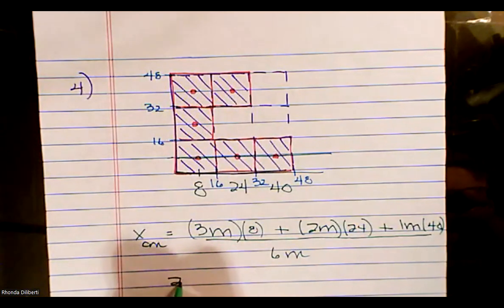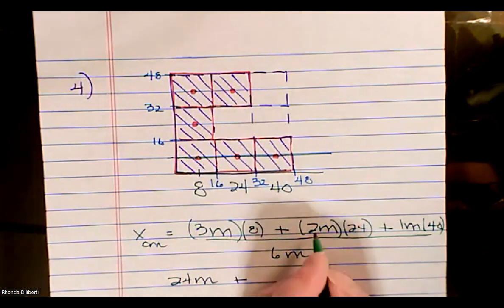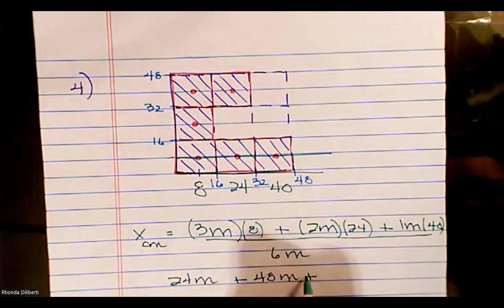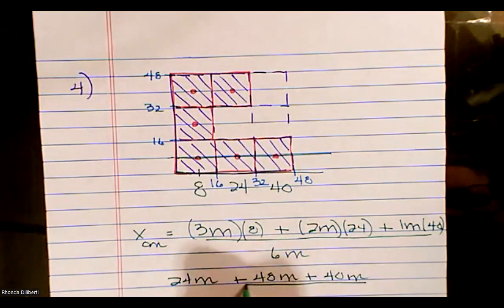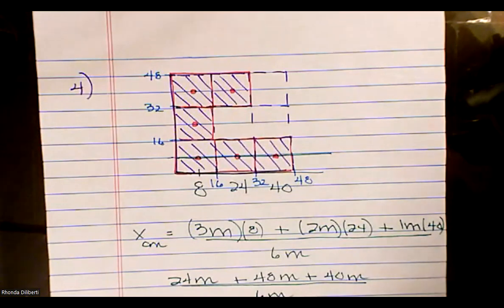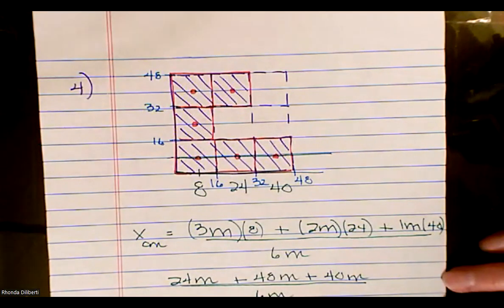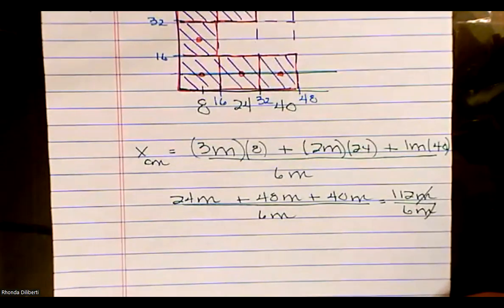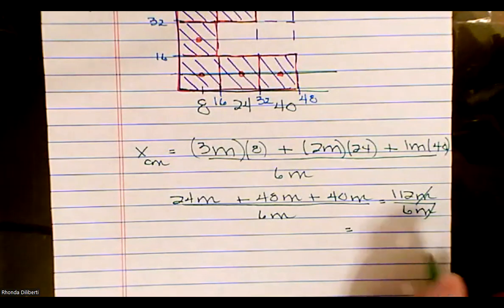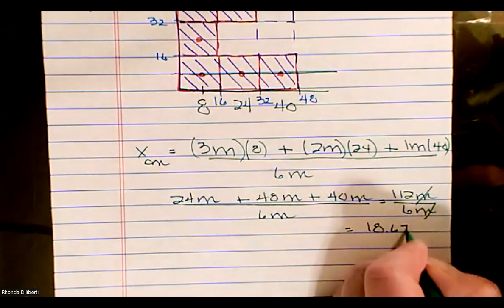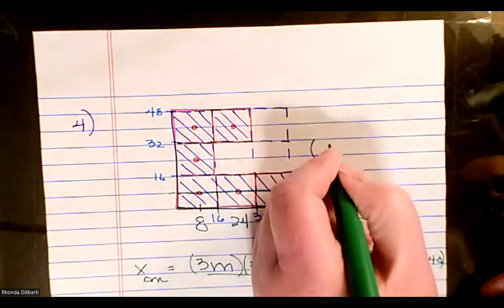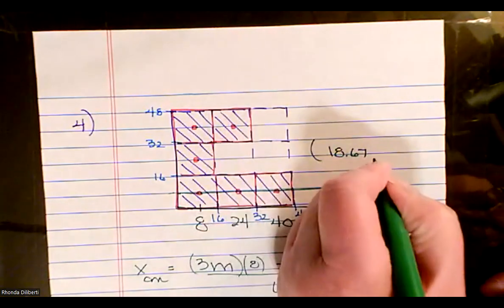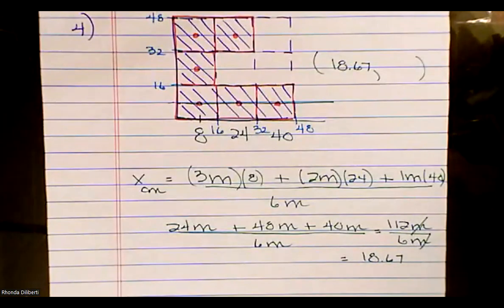So this would be 24M plus 48M plus 40M over 6M. And that turned out to be 112M over 6M. And you can see those M's fall out, so we don't really even need to know the mass of them. And so 112 divided by 6 turns out to be 18.67. So the x coordinate is 18.67, comma, and I'm trying to find the y coordinate.